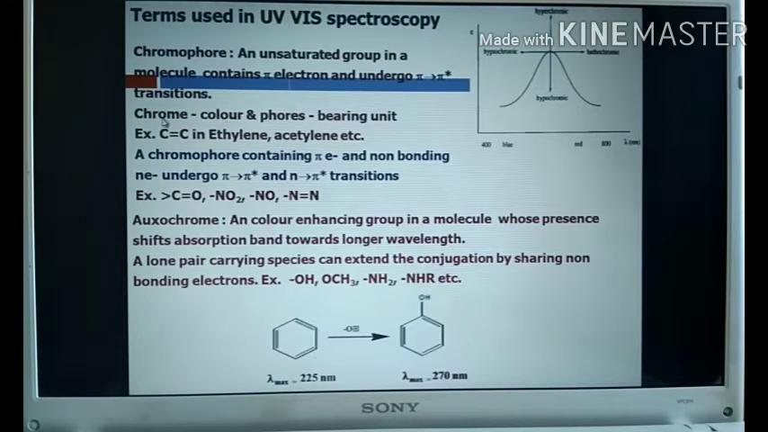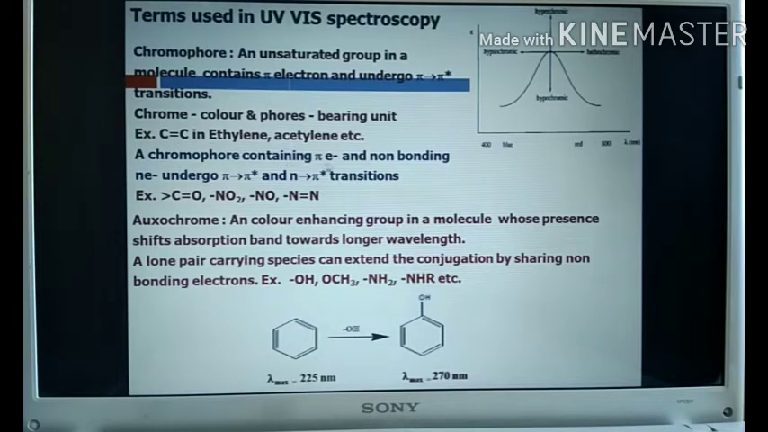What is the chromophore? Chrome means color and pore means bearing unit. It is a color bearing unit present in the molecule. Whenever a color bearing unit is present in the molecule, it enhances the absorption wavelength. For example, carbon-carbon double bond in ethylene and acetylene.